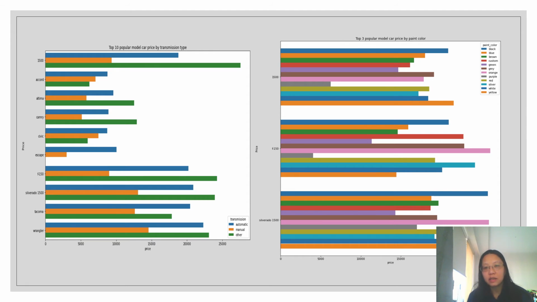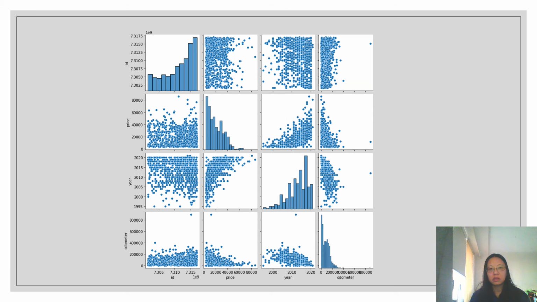On the right hand side, it is about the car paint color, and you can see that people have different preferences on paint color with regard to different models. Some models show higher preference for some colors which may not be that favorite in other models.